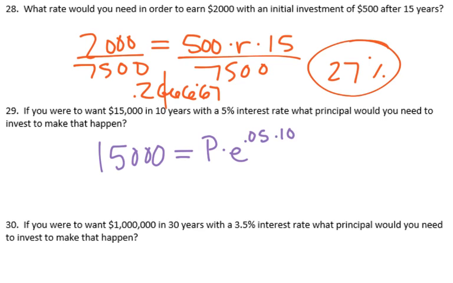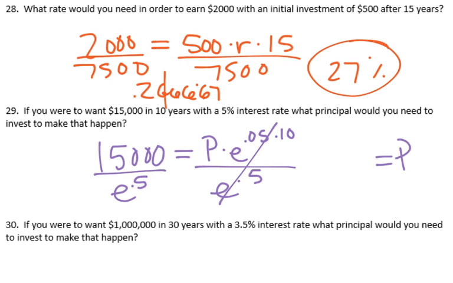So for this one, we want to figure out what P is, so we divide by e to the 0.05 times 10. What's 0.05 times 10? Should be 0.5. So we divide by e to the 0.5. That would cancel, leaving us with P equals 15,000 divided by e to the 0.5, which would be 9,097.96. That's how much you would have to invest to make 15,000 in 10 years at that rate.